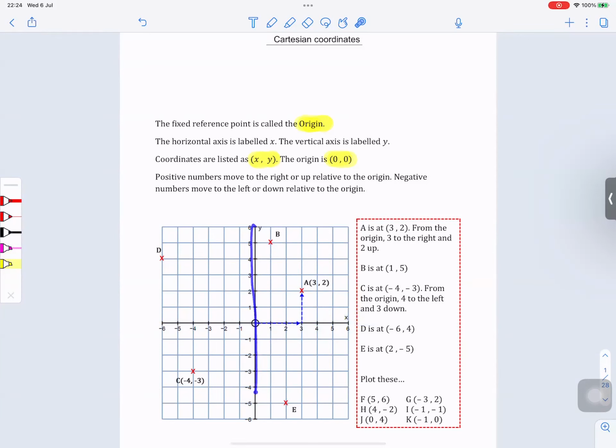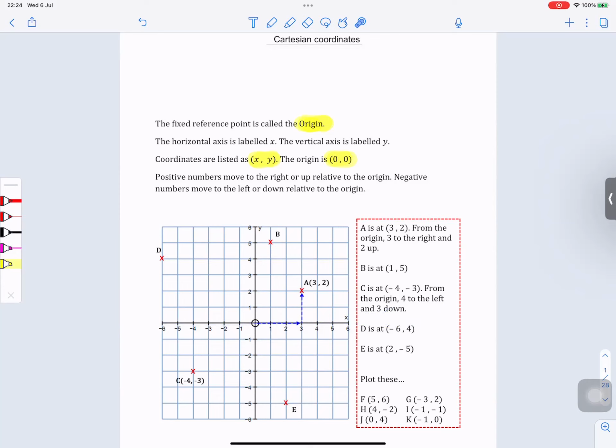The vertical axis is labeled the y-axis. The y-axis. So that's the y-axis and that's the x-axis.